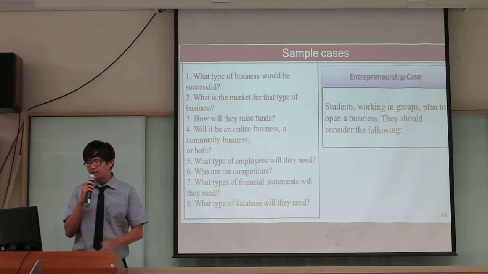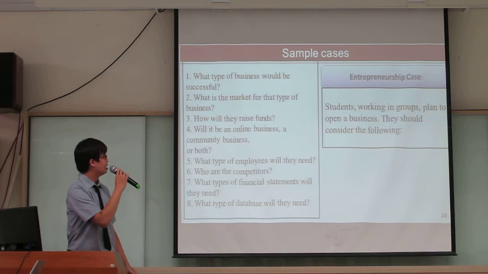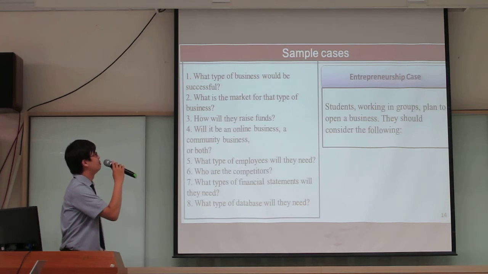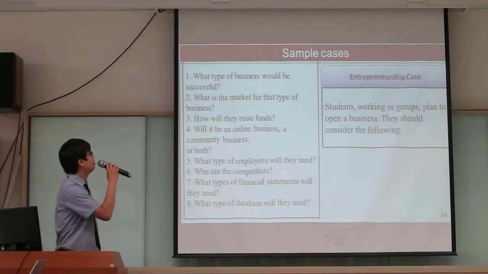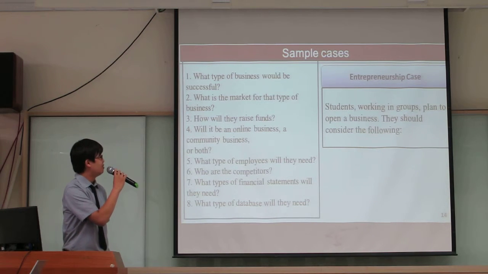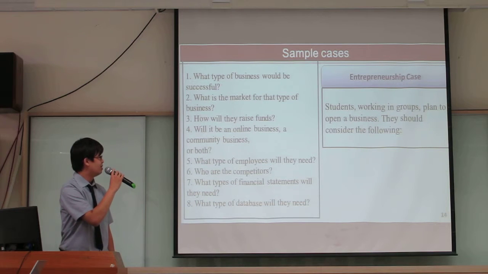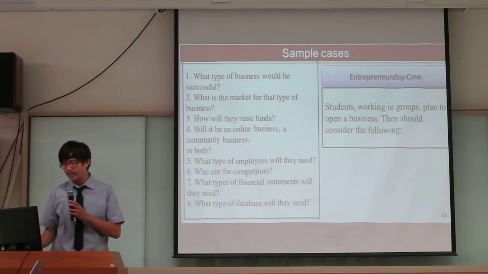For this case, students work in groups to plan to open a business. Then they should consider the following eight questions. First, what type of business will be successful? Second, what is the market for that type of business? Next, how will they respond? Next, will it be an online business, a community business, or both? Fifth, what type of employees will they need? Sixth, who are the competitors? Seventh, what types of financial statements will they need? The final question is what type of database will they need?